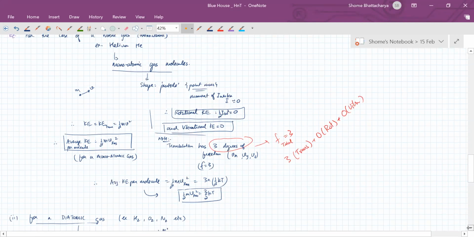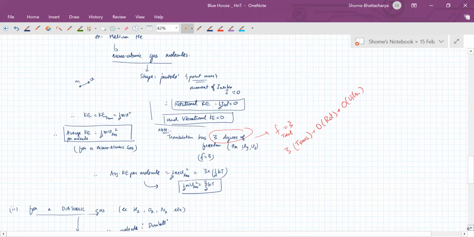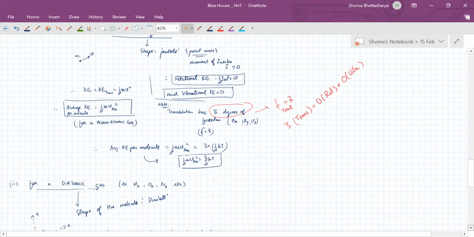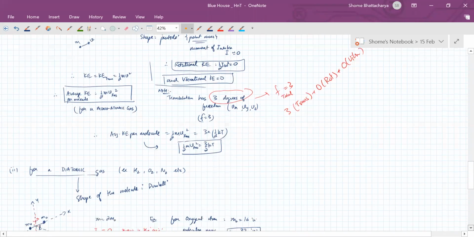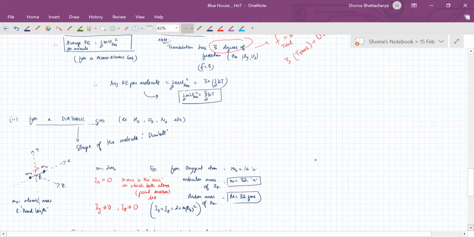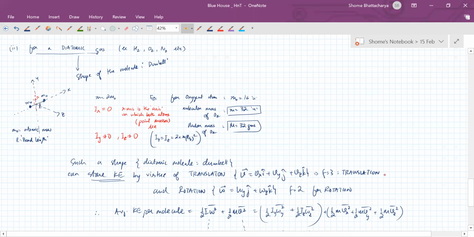But when we came to the case of the diatomic gas molecule, I haven't discussed vibration. I'll come to that, but for now, just understand that there is no vibration. So the total degrees of freedom becomes degrees of freedom for translation plus degrees of freedom for rotation, which is 3 plus 2, 5. There is none for vibration.